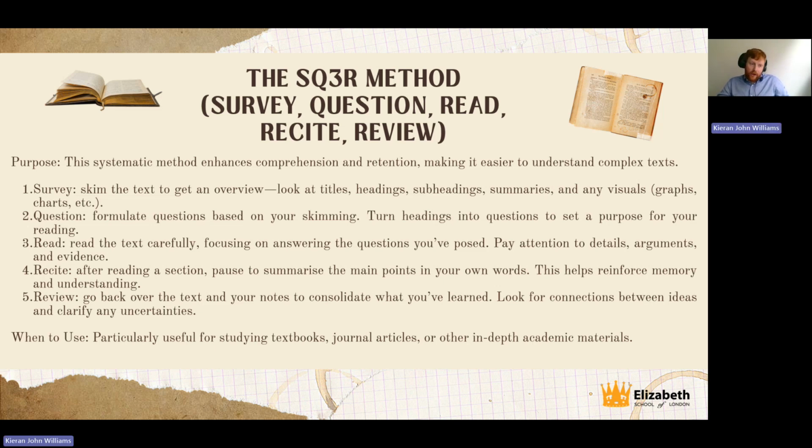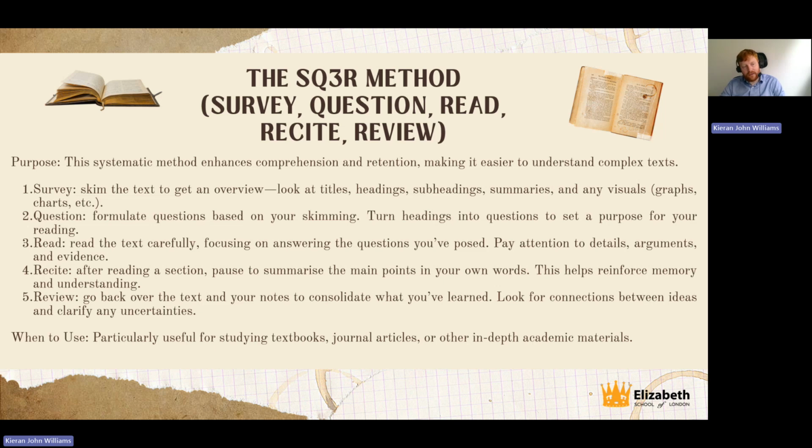Then the second R is recite. Okay, so after you have read something, see if you can, in your own words, describe what the main point is. So it means that you've not just read it, you've understood it to the extent that you're able to tell other people about it.